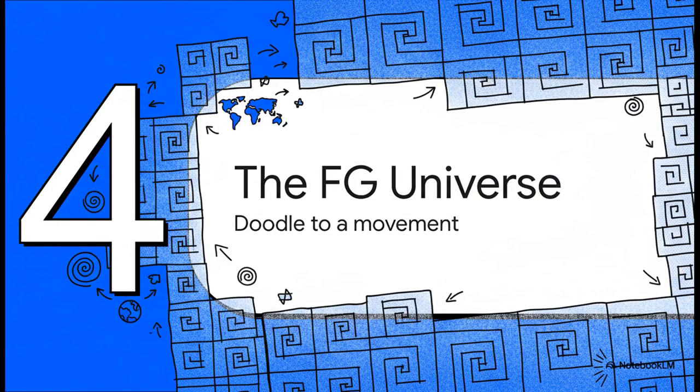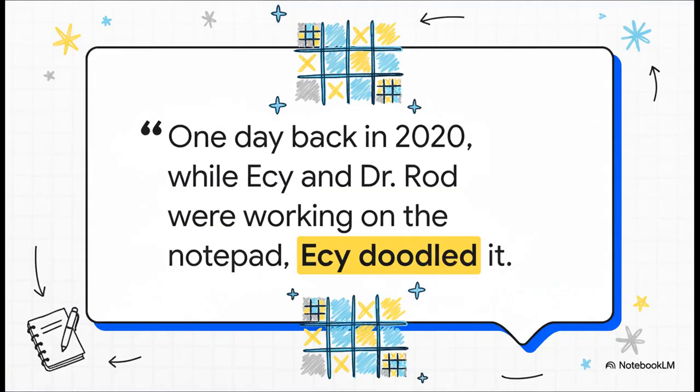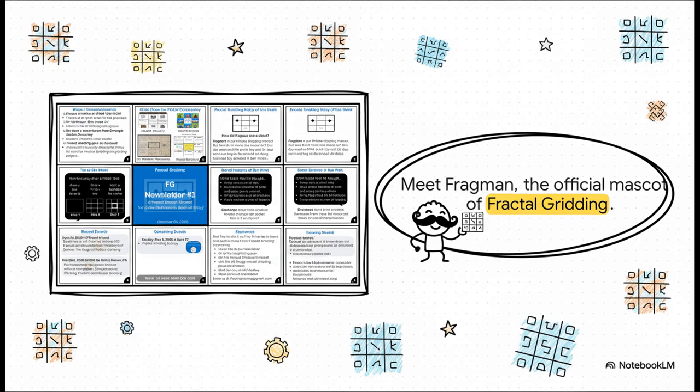This simple little box has sparked a whole creative universe around it, a real movement, and the origin story is just fantastic. It all started, like so many great things, with a simple doodle. I just love this. The creators, Etsy and Dr. Rod King, they're just working on a notepad for their project, and Etsy makes this little doodle, just a spontaneous little drawing. And that doodle, well, it would become the face of the entire project. And there he is. Everybody meet Fragman, the official mascot. It just gives this whole thing such a charming, personal vibe. It connects this really powerful intellectual concept back to a simple human moment of creativity.